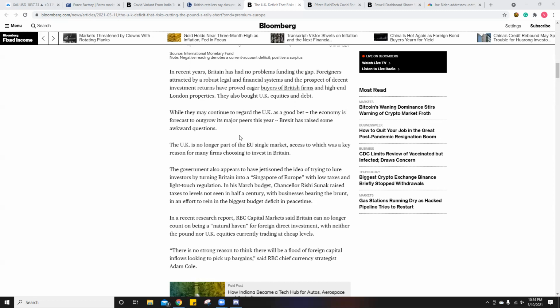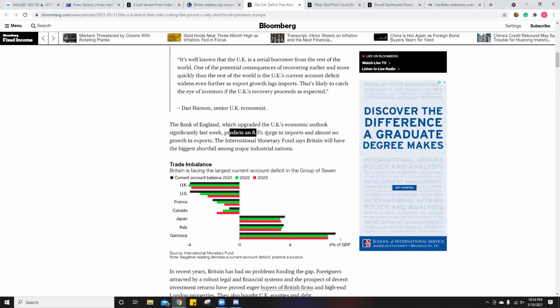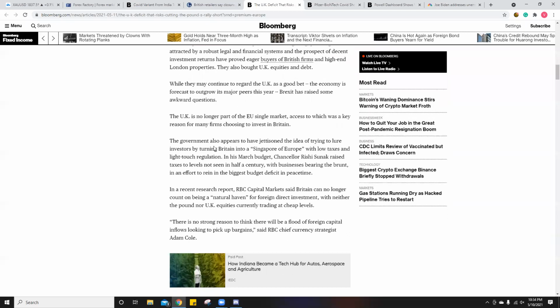And we talked about the Bank of England up top here, which is predicting a surge in imports but almost no growth in exports. As we go further down, we see that the government is also trying to lure in investors by turning Britain into a Singapore of Europe with low taxes and light touch regulations. So that is one way the government is trying to bring in more investors.